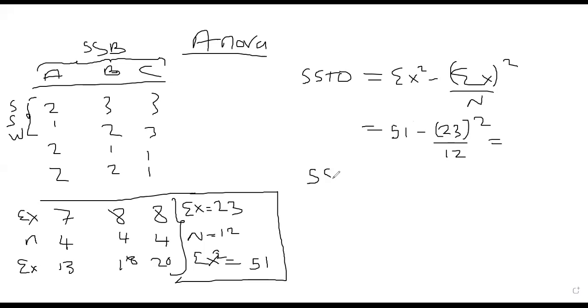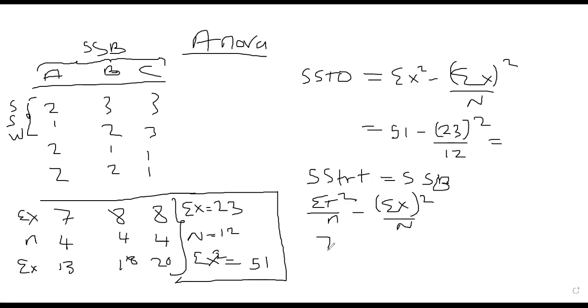And sum of squares treatment is the same as sum of squares between, the variation that is existing in between. So here we have what? Sum of squares between is each treatment squared over n, minus the correction term divided by capital N. So this is 7 squared over 4 plus 8 squared over 4.